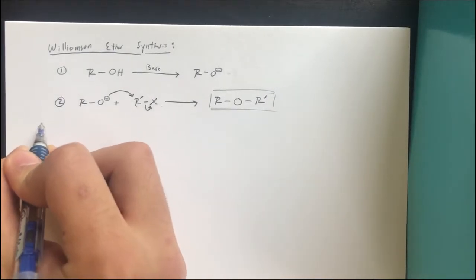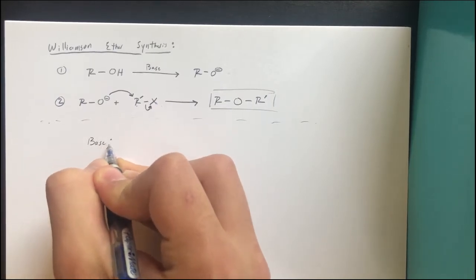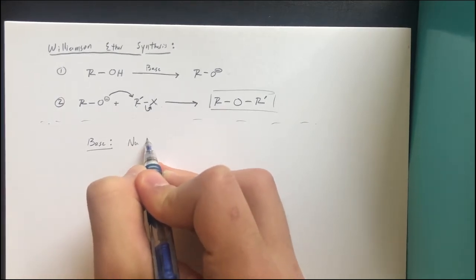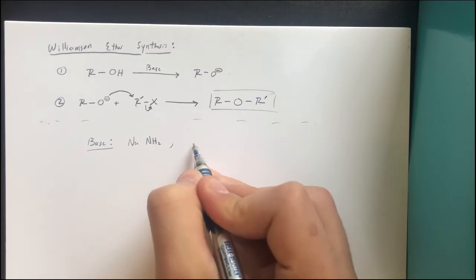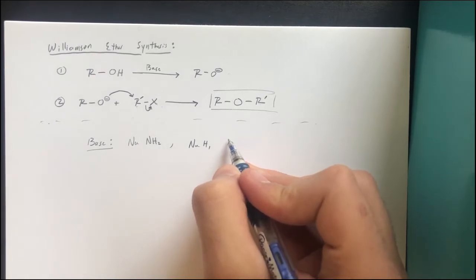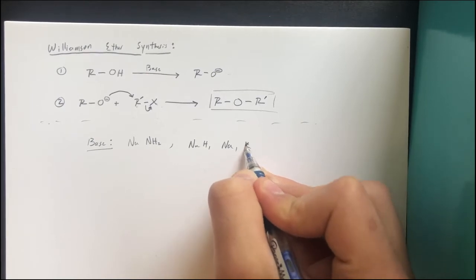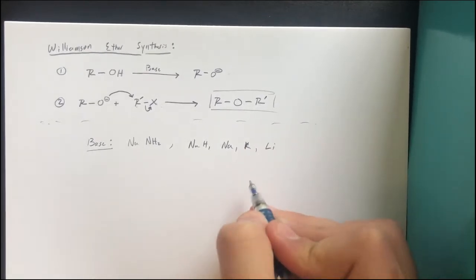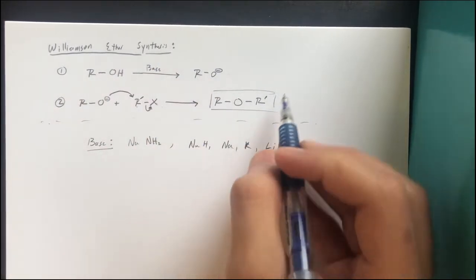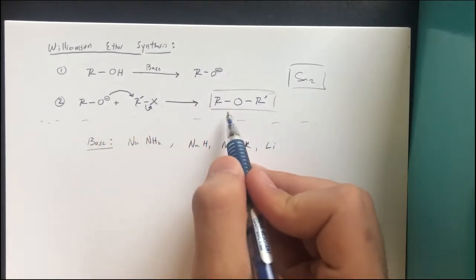So let me write what you need for this reaction. For the base, you need something really strong. We're talking about, let's say, sodium amide, or sodium hydride, or even very good reducing agents such as sodium metal, potassium metal, and lithium metal. And just to note, this reaction goes by the SN2 mechanism, right? So we're doing a backside attack here.